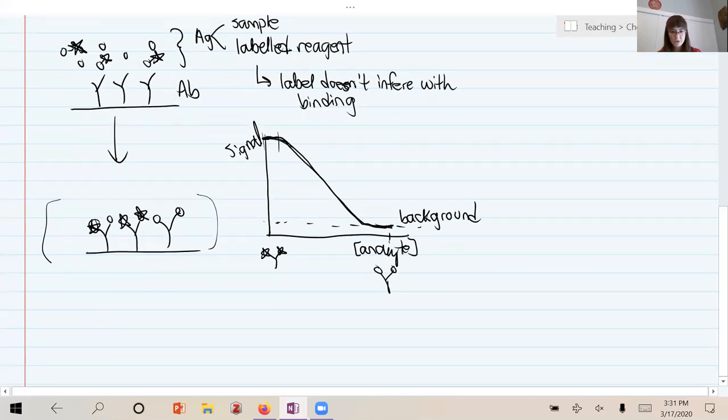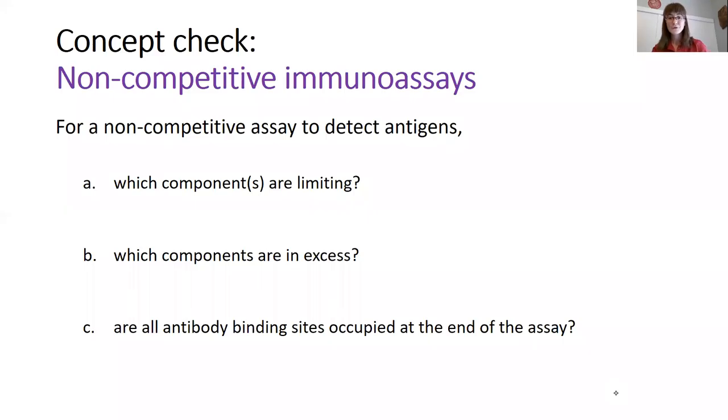I'm going to share with you a few self-check questions, and you can ask yourself if you really have grasped it. First, going back to the non-competitive immunoassay, which is what we learned before. For a non-competitive assay, ask yourself which component is limiting, which components are in excess, and are all the antibody binding sites occupied at the end of the assay? Are all the antibody binding sites filled with antigen? Take a minute and answer that. You can pause the video and then I'll show you the answers.